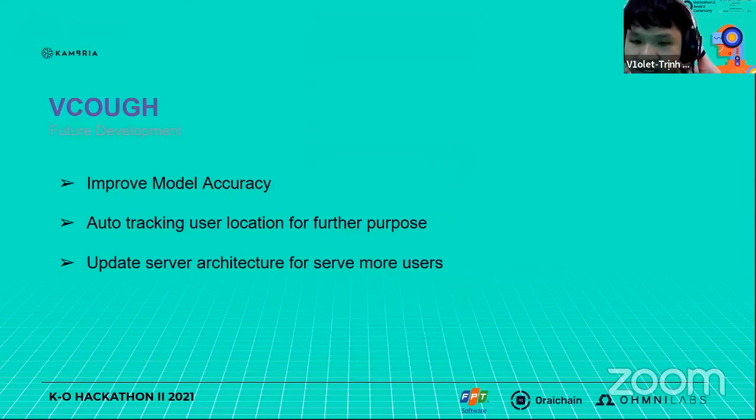However, there are some limitations in our project and our research, and we have to improve it. We have to improve the model accuracy through the data that we collect from the users. Moreover, we need people to check the data collected from the user, because the pruning process may have some problems and the data may be incorrect. So it is necessary to have people check this data again. We also need auto-checking of user location for further purposes, and we need to update the server architecture to serve more users in the future.